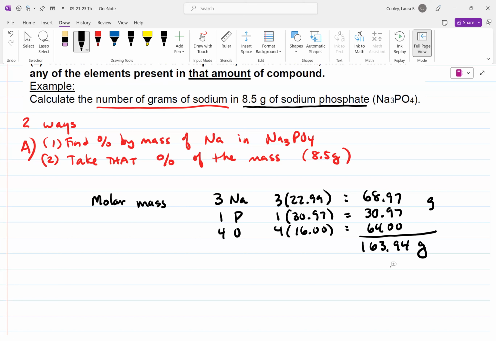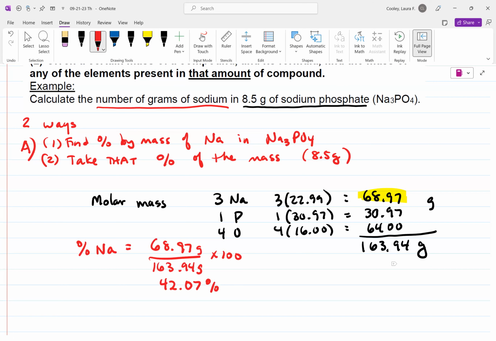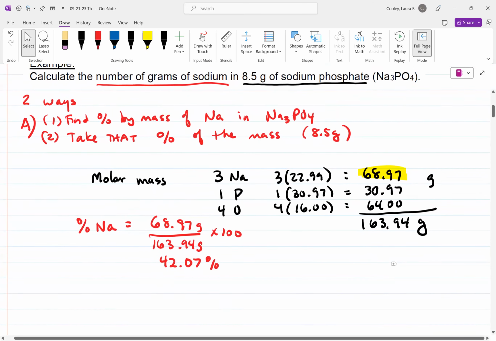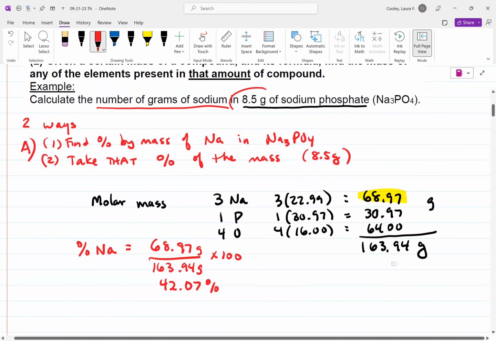All right, so the mass of sodium here was 68.97. So if I'm going to find the percent sodium, that's 68.97 grams divided by 163.94 grams times 100. And that comes out to 42.07%. And now what I could do is just take 42.07% of the 8.5 grams.